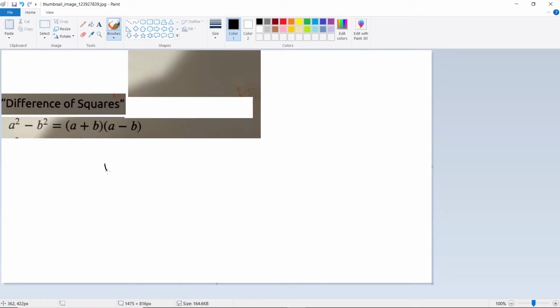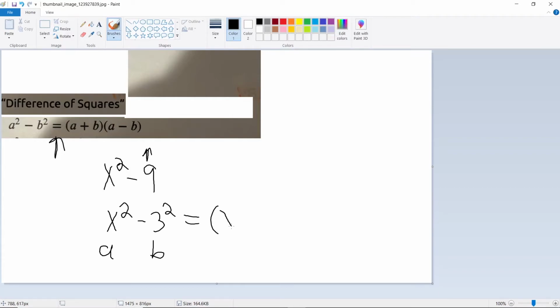You may have something that looks like, it could be numbers, it could be variables. A lot of times it's something like this: x squared minus 9. And you're looking for perfect squares because you know this pattern exists. Well, you can rewrite 9. It's a perfect square, it's 3 squared. So x squared minus 3 squared. So a is x in this pattern, and b is 3. So we have a squared minus b squared equals a plus b times a minus b. So a is equal to x, and it says a plus b, x plus 3 times x minus 3.